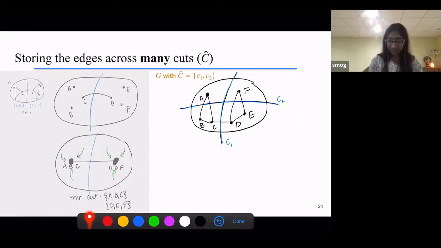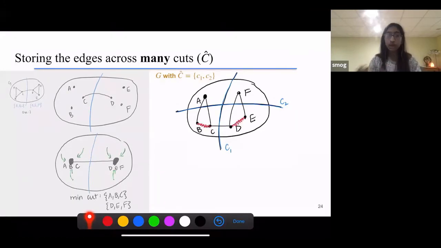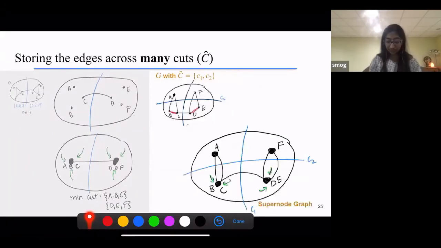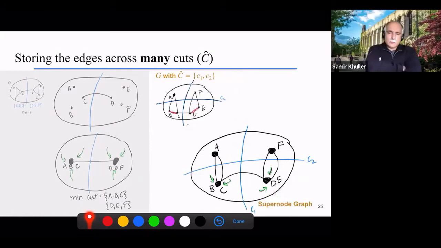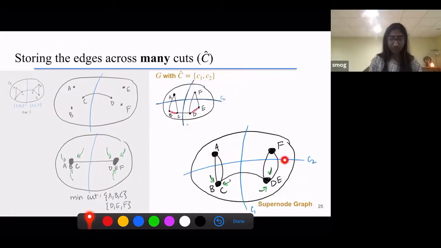But there's some edges that are useless to us. So these two edges are useless because they don't cross any cut in C hat, right? So we're just going to contract them just like we did before, and we're going to end up with this time a 4 supernode graph. So notice that if we run any min cut algorithm on this, we'll get the same min cut size and partition as our original graph, right? So if we run a min cut algorithm on the supernode graph, we'll get that the min cut is ABC on one side and DEF on the other side with a size of 1. And that's exactly what we wanted.